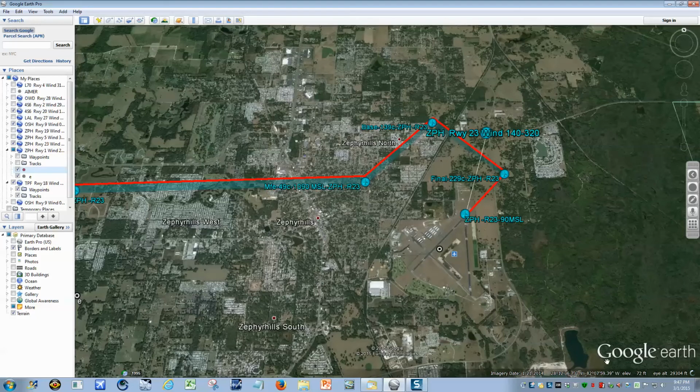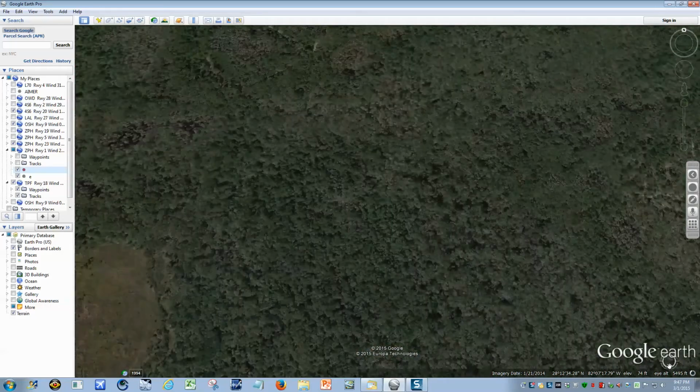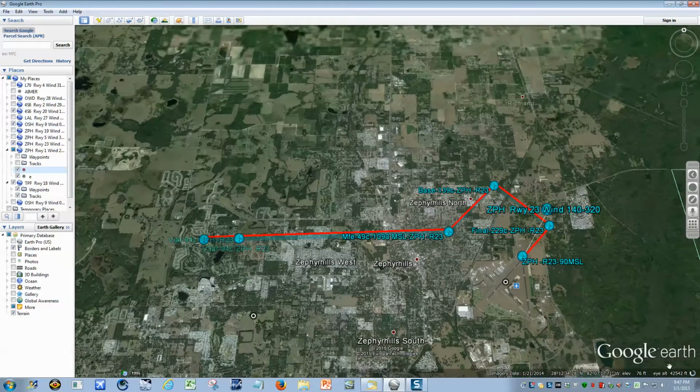Third, elevation of the ground in mean sea level at the precise location of your cursor on the image. Fourth, eye altitude above the image. This value will change as we zoom to different eye levels.